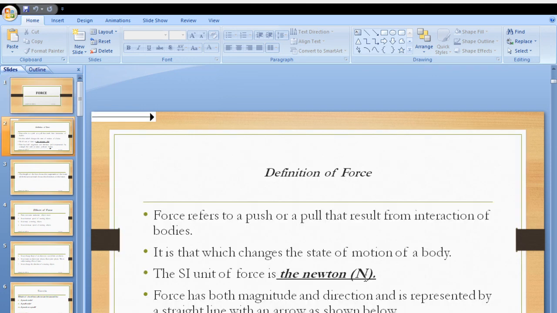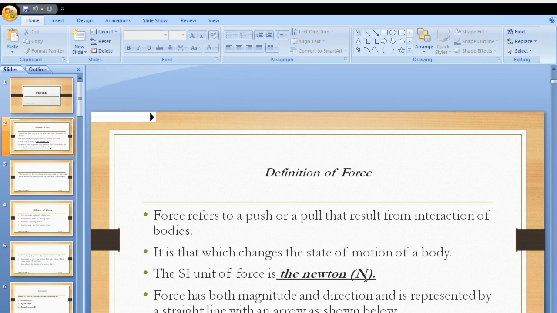Force refers to a push or a pull that results from interaction of bodies. It is that which changes the state of motion of a body. The SI unit of force is Newton, denoted by capital N.